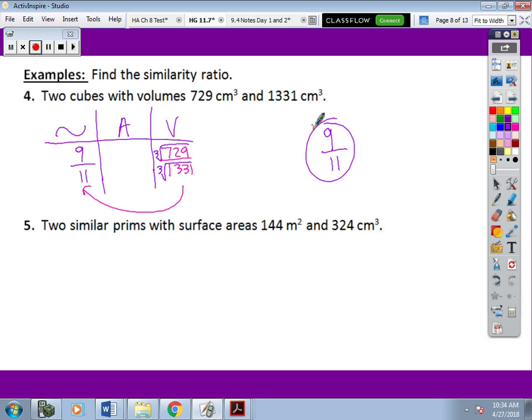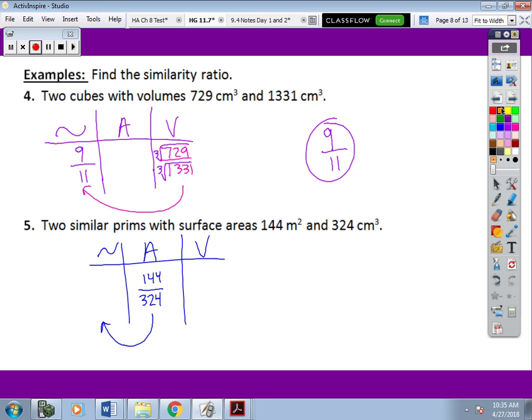Now, if this were not a perfect cube, then you may have to reduce the fraction before cube rooting. That's something that sometimes happens. The next one, they give us surface areas. So we're given our 144 over our 324. How do I get back to the similarity ratio?